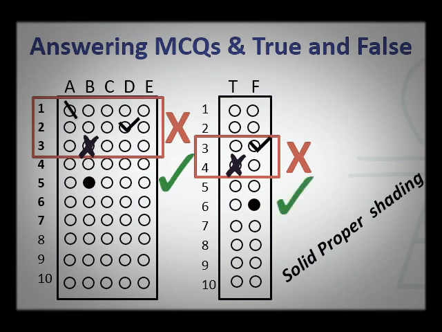Then you're required to make a clear shading at each circle. So if it's a tick or a cross or a line, it would be considered wrong by the PC and the correction system. We need to really have a clear circle that is all filled with ink.